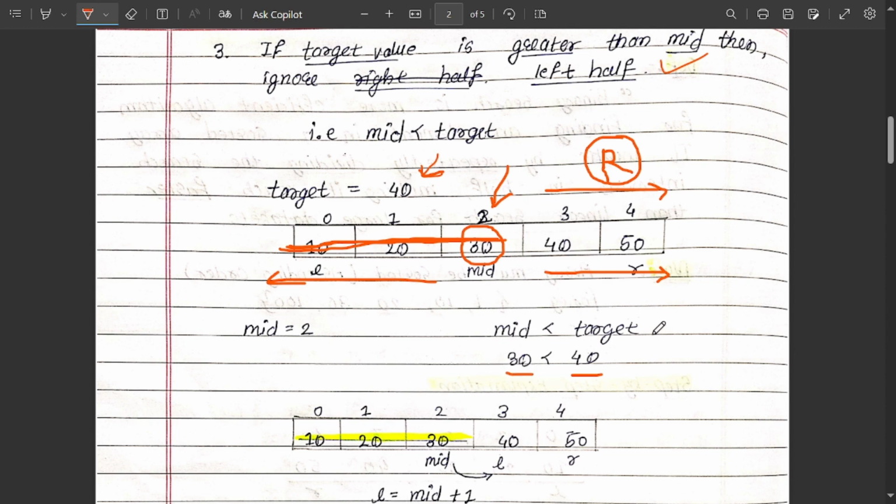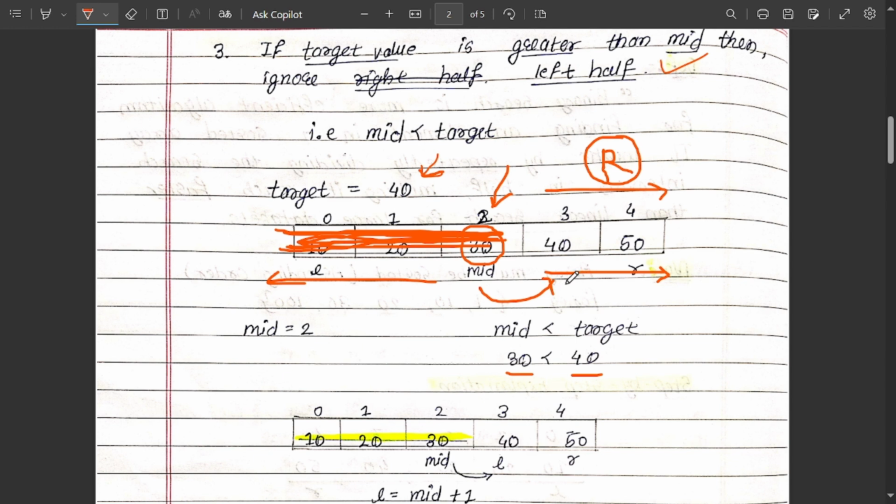So mid is 30, which is lesser, and our target is more. Okay, so if we are going to search this, then we are just wasting our time. So we will not search at this point because we know that the element is not there, and as the array is sorted, it will be at the right side only. So we will say mid will be mid plus 1.